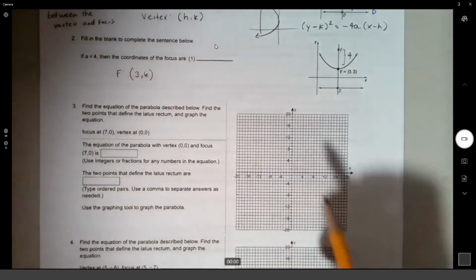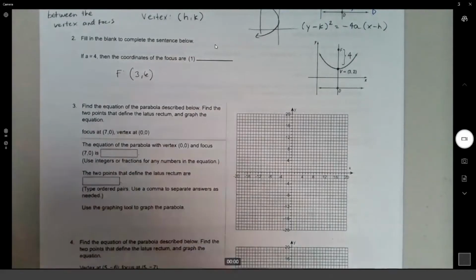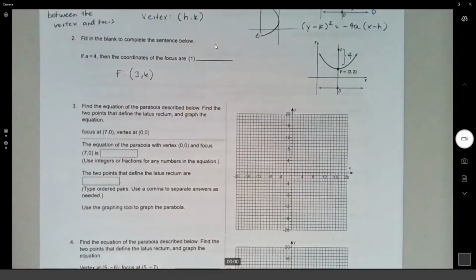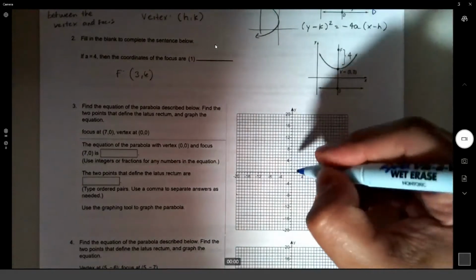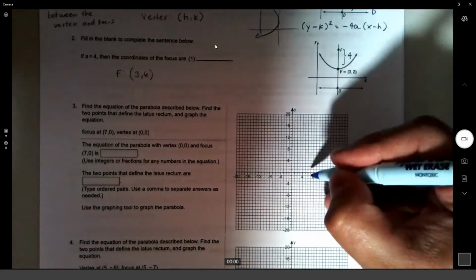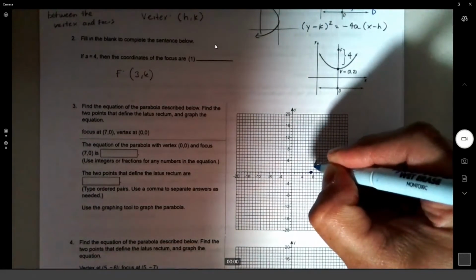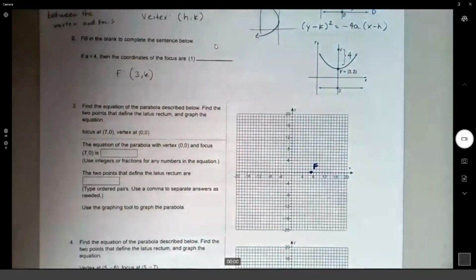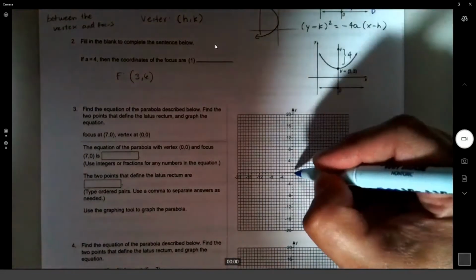All right, so let's see if I can use some colors here. Maybe it'll make things a little bit better. Let's see. Hopefully, I won't make a mess out of this. All right, let's see what's up with this blue. So it's telling us that the focus is at 7, 0, or right over here. And I'm going to label that as F for the focus. And it's telling us that the vertex is at 0, 0.